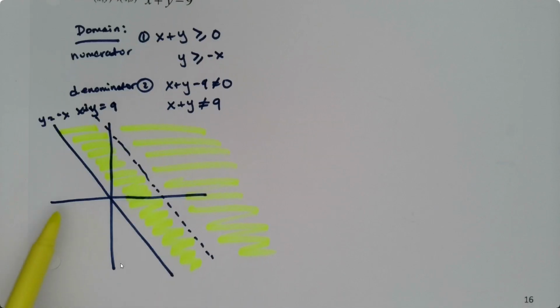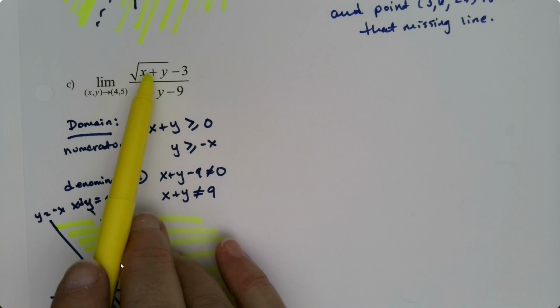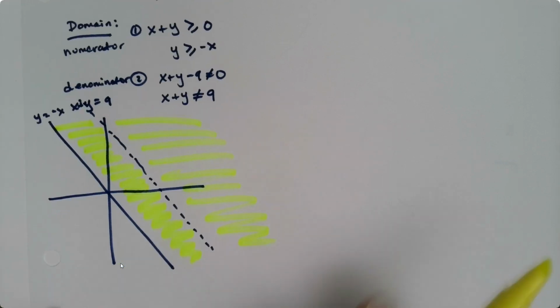And it cannot go to the left, because over here on the left would have caused a square root of a negative, and that's bad. All right, so there's my sketch of my domain, which was one of the requirements for the problem.